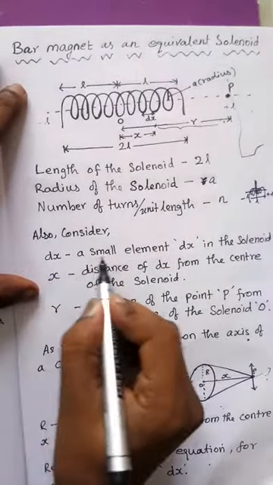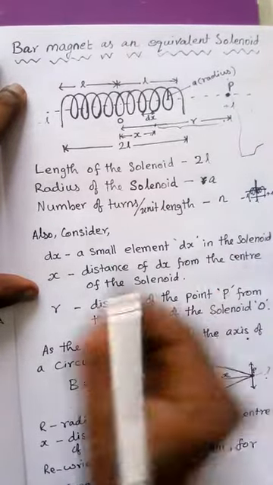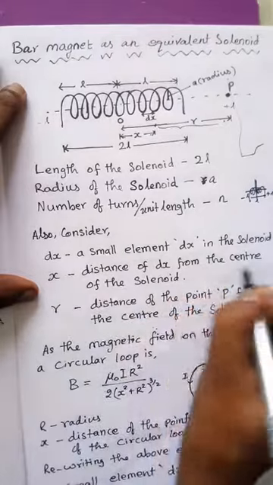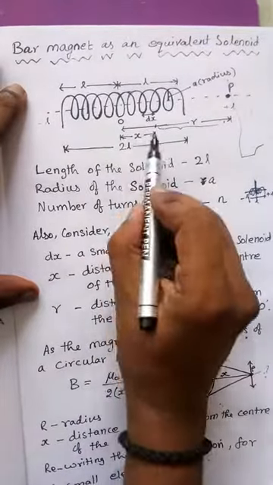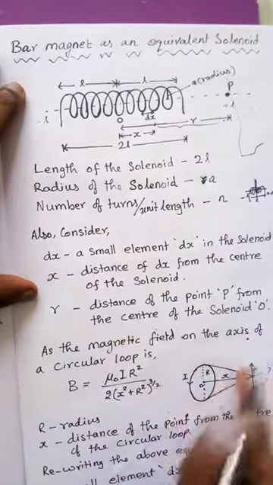Also consider a small element dx in the solenoid. x is the distance of the element dx from the center of the solenoid. R is the distance of the point P from the center of the solenoid, O.